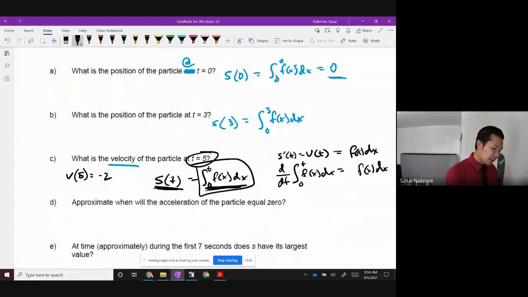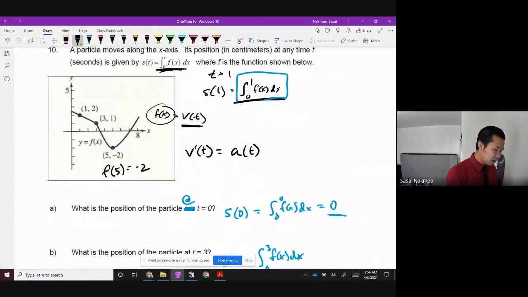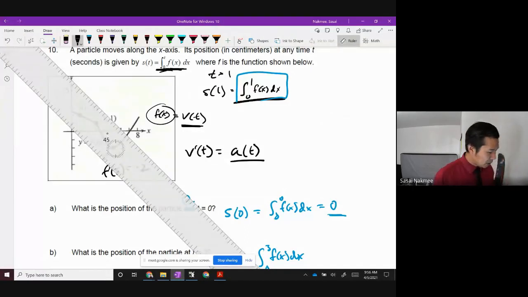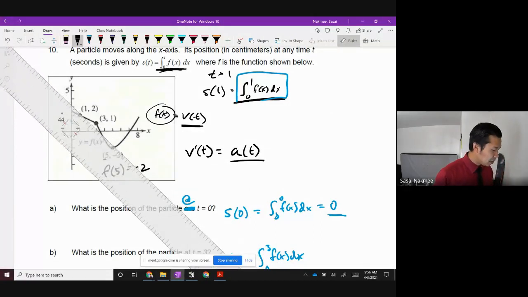What is the velocity of the particle when t is equal to 5? We just have to look at the graph and say, oh, the function itself at 5 was equal to -2, so therefore the velocity is equal to -2. For part D, the acceleration is the next level of your derivatives. So if I take the derivative again of this f of x, it's going to give me the acceleration, which basically means you're looking at the tangent lines. So the tangent lines of this is going to be the acceleration.